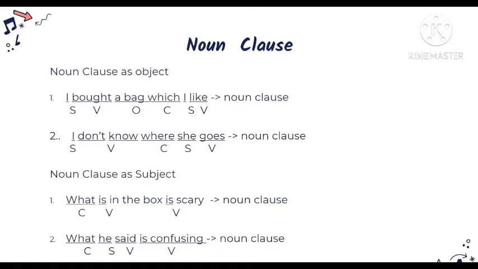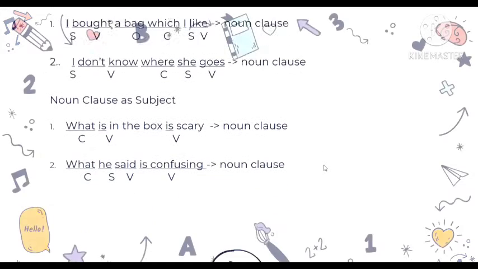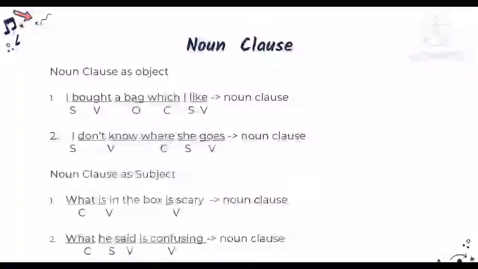For the example, noun clause as a subject. First, what is in the box is Carrie. What is in the box is a noun clause, in which what is the conjunction, is a verb, in the box just a complement, and is as the verb for the whole sentence.